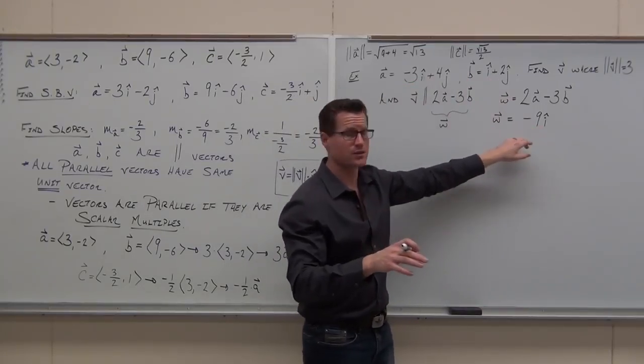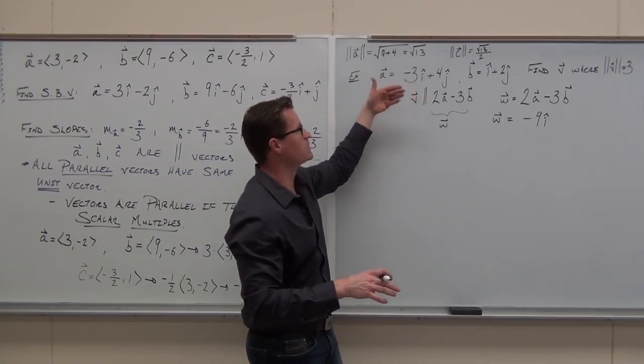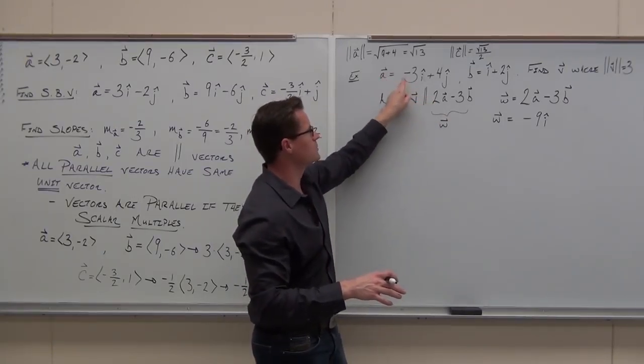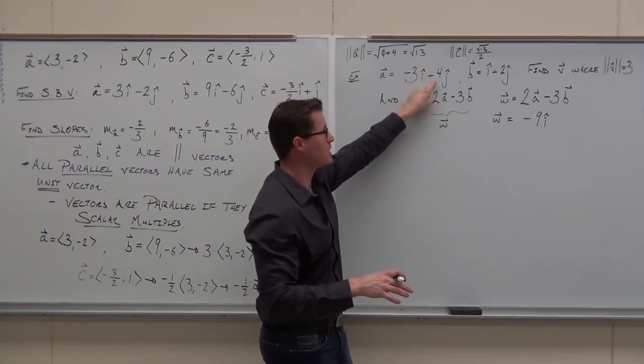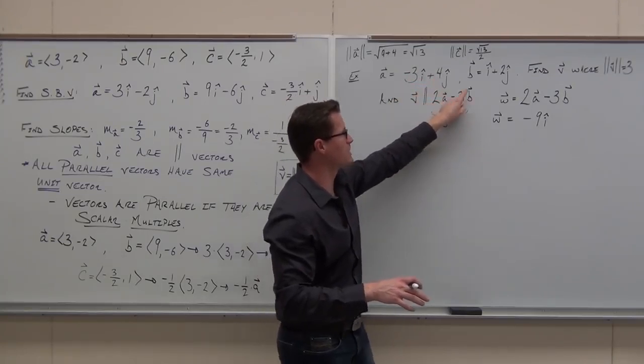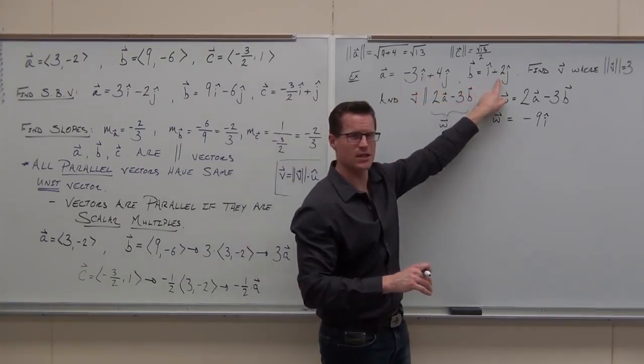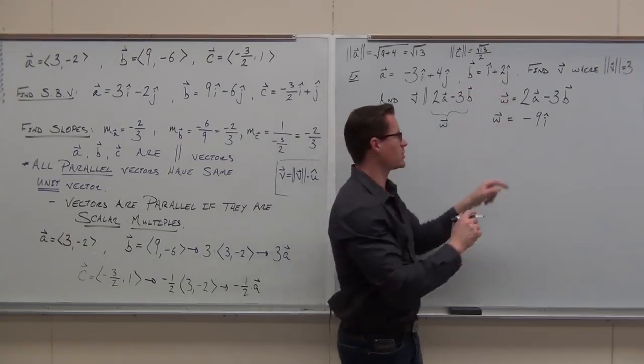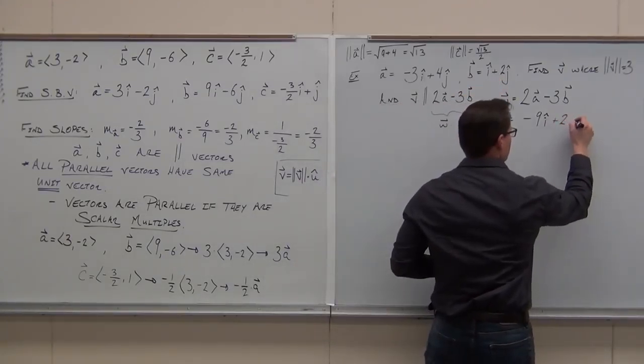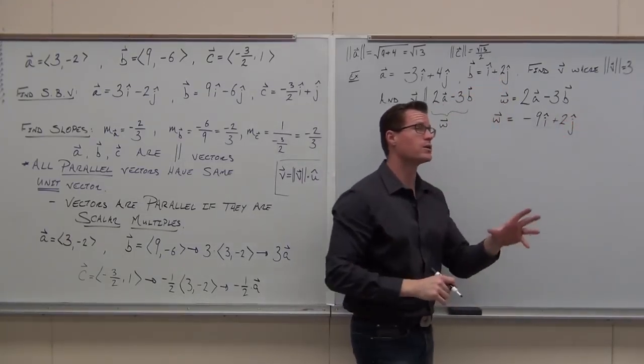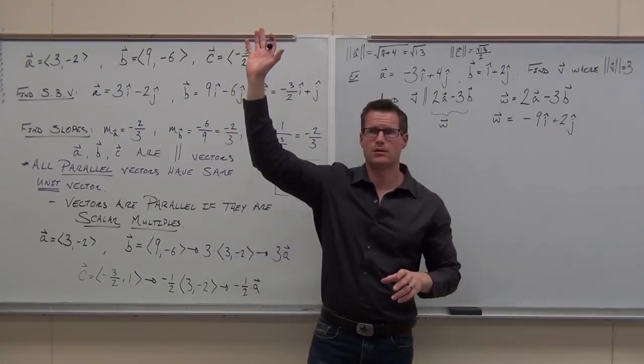Then we have our j's. So the j's, we'll do exactly the same thing. 2 times 4 is 8, so we get 8 j's here, minus 3 times b, well that's minus 6 j's. How many j's do we got? So plus 2j. Okay, for real, show of hand if you know how to get that one.